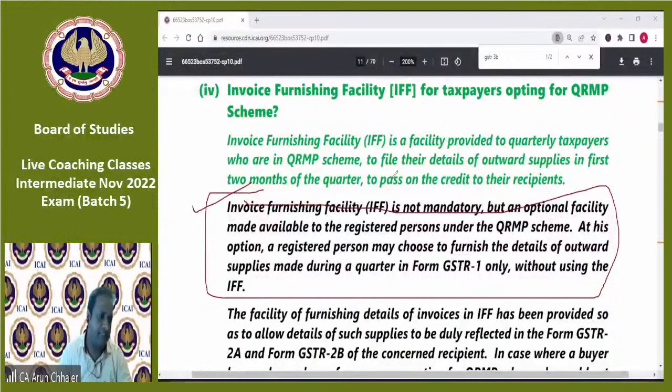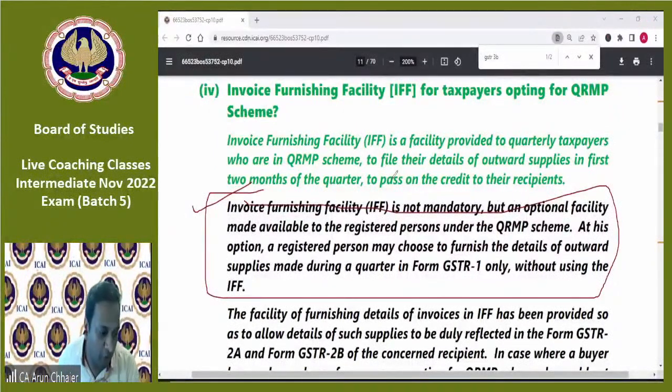Suppose, let's take one example, Siva. I am having one business in which only B2C transactions are there. I am opting for QRMP because my total turnover is less than 5 crore. Will I file the IFF? No, because I have only B2C transactions. But do I need to pay the taxes? 100% yes. You need to pay the taxes for month 1 and month 2. How much? That we will discuss later on. But yes, even though I am not filing IFF, I have to pay the taxes through PMT 06 by 25th of next month. Is it okay?